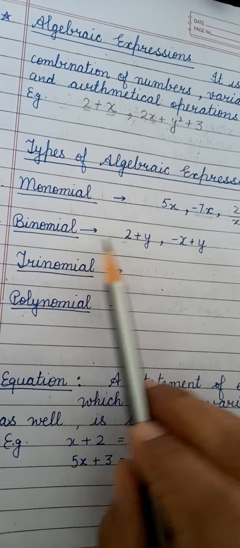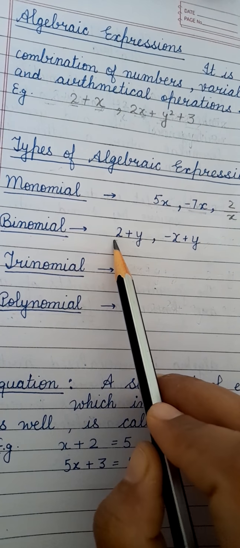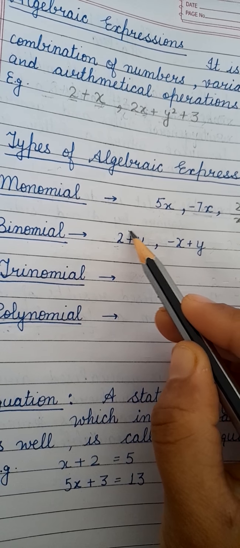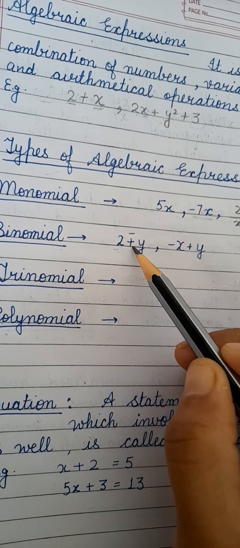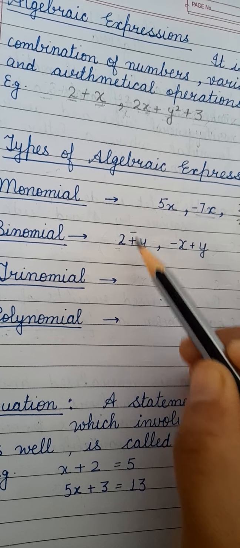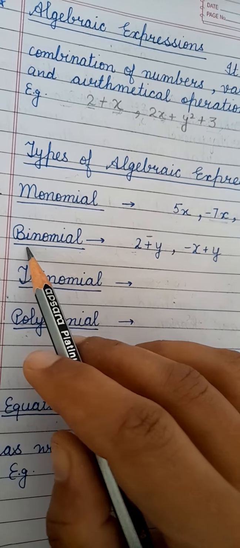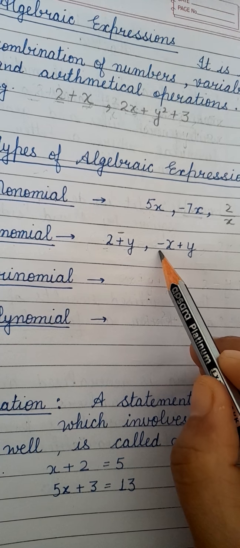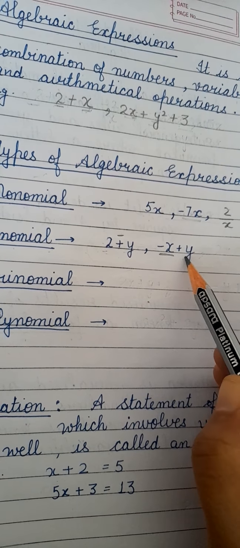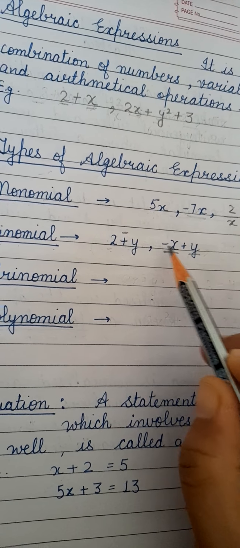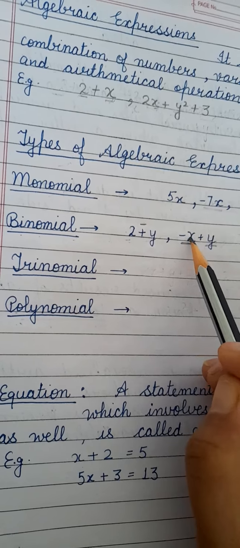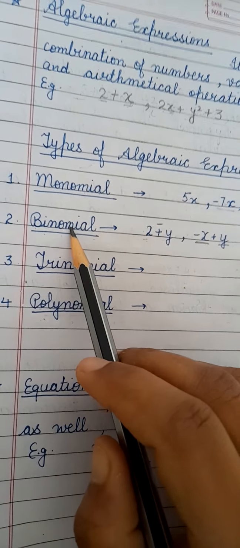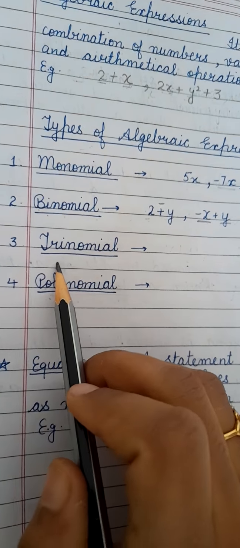So binomial is clear from the name. Bi means two. If an expression has two terms, the two terms should be separated with the symbol plus or minus. If there is only one symbol in the expression, whether plus or minus, then it is called a binomial. So here, minus x plus y: the symbols are two, but the terms are only two. Minus x is a term and plus y is a term. So this is called a binomial because before this no expression, no alphabet is written. So there are basically two terms. So it is a binomial.